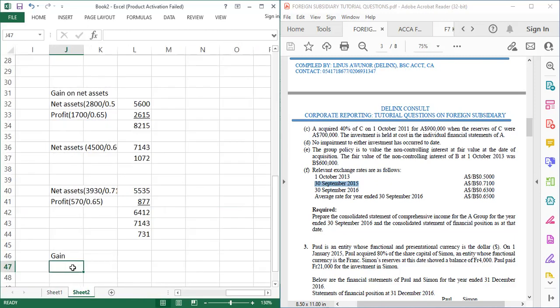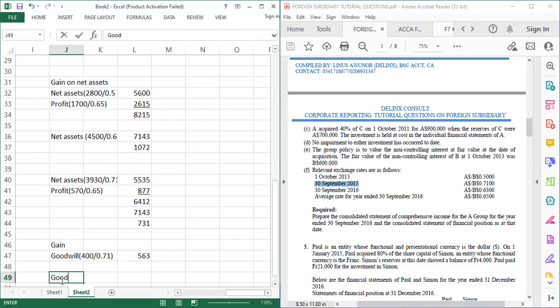So at the beginning, we are going to have goodwill 400. What is the value of the goodwill at the beginning? 400 translated at the opening rate at the start of this year, which will be 30th September 2015. That will be translated as 0.71. How much are we getting? $563. Am I correct? 563. Okay.